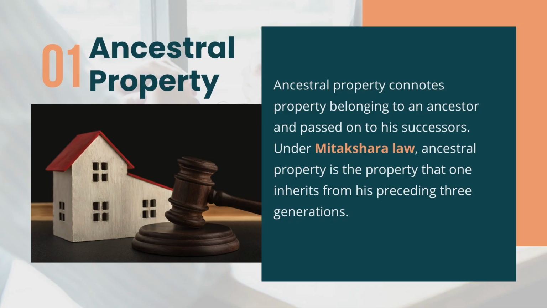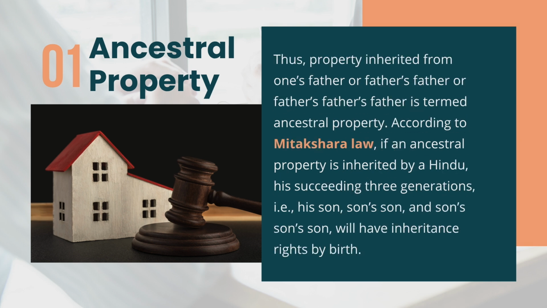Ancestral property connotes property belonging to an ancestor and passed on to his successors. Under Mitakshara law, ancestral property is the property that one inherits from his preceding three generations. Thus, property inherited from one's father or father's father or father's father's father is termed ancestral property. According to Mitakshara law, if an ancestral property is inherited by a Hindu, his succeeding three generations, that is, his son, son's son, and son's son's son, will have inheritance rights by birth.